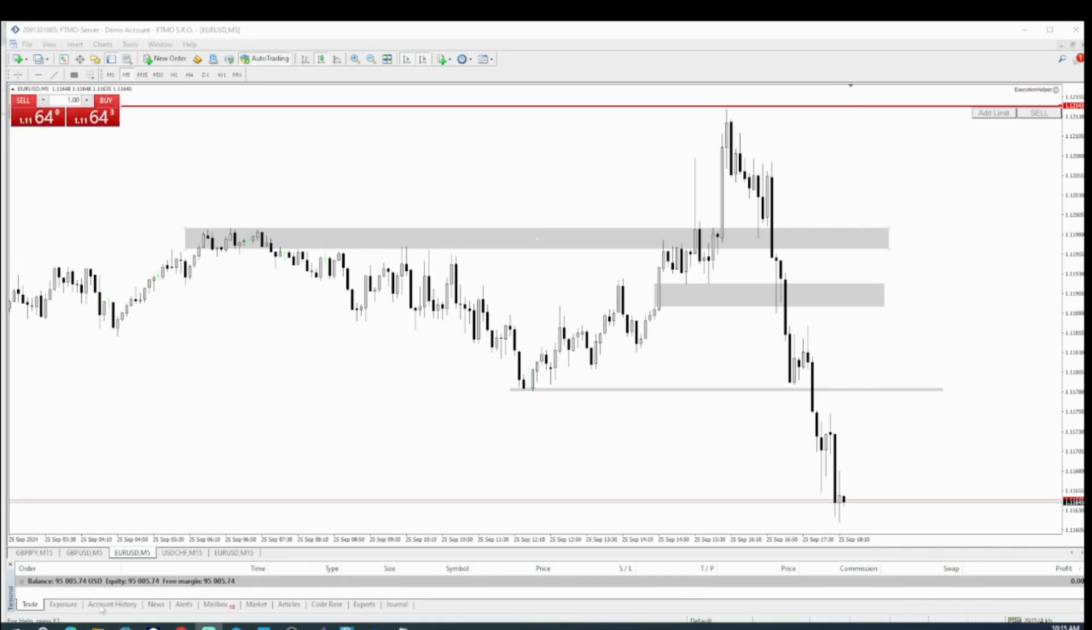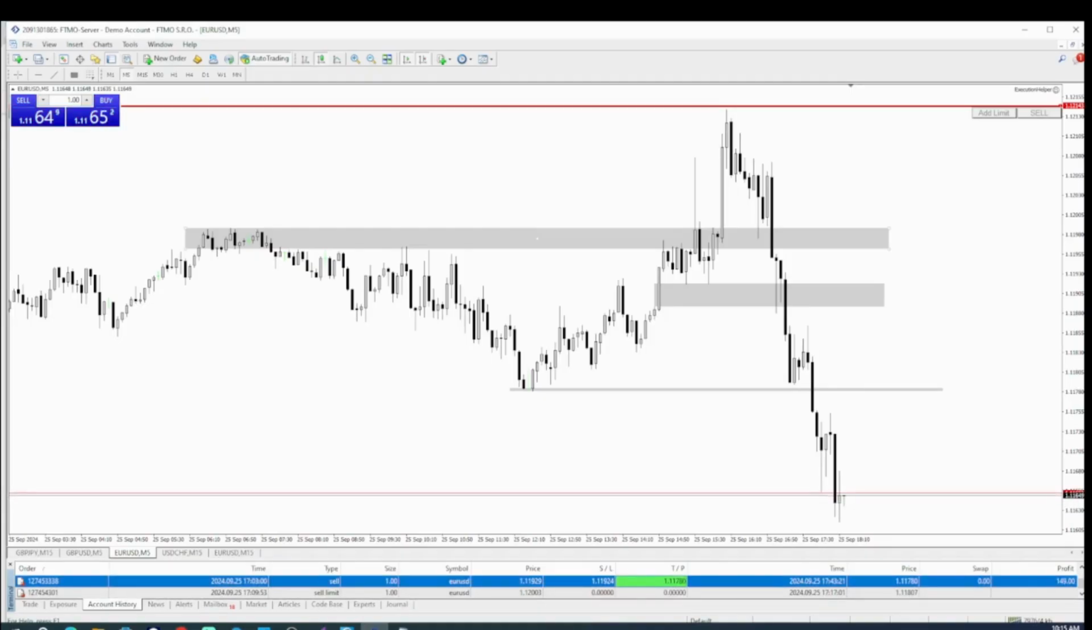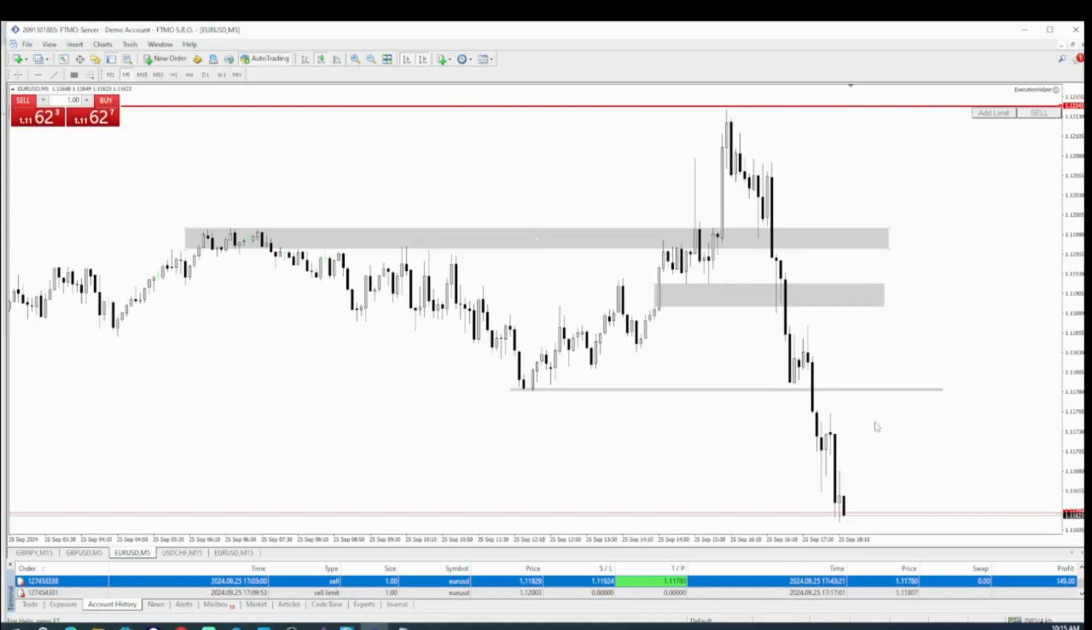Guys, we do have good news. I literally just ended up in profit. I was basically, yeah, $150 on Euro USD, 1.1924. I ended up somewhere here. So basically it's been good.